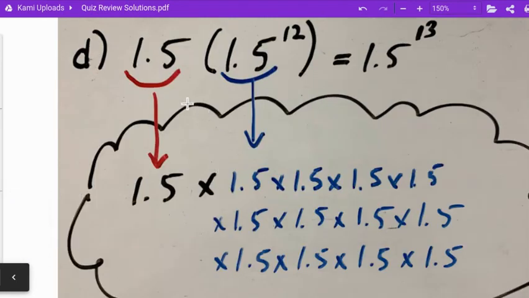Question D involves a decimal number of 1.5 as the base. So we have one 1.5 times twelve 1.5s. So altogether, we have thirteen 1.5s. The thing to think about is that when we don't have an exponent written, you can imagine that there's an invisible 1 there. So we have to add 1 plus 12 times that we're putting 1.5 times itself to get 13.